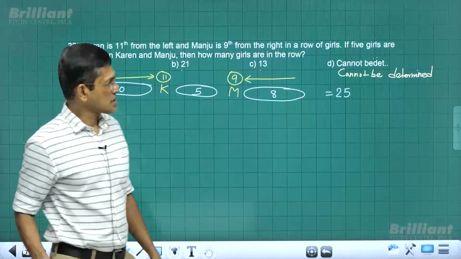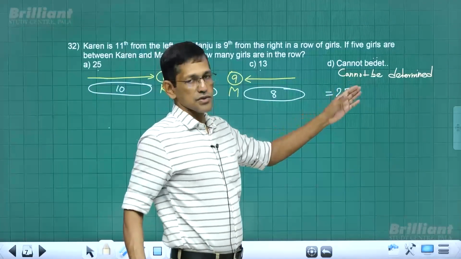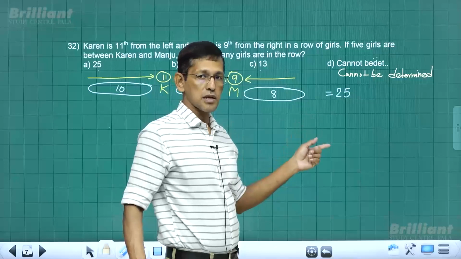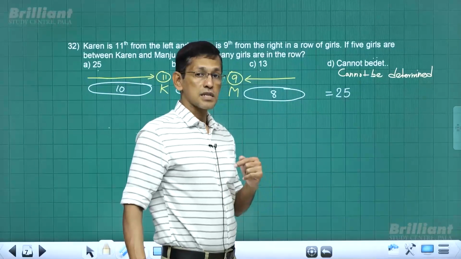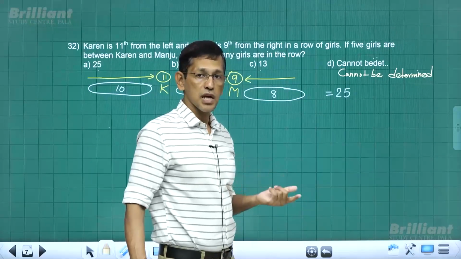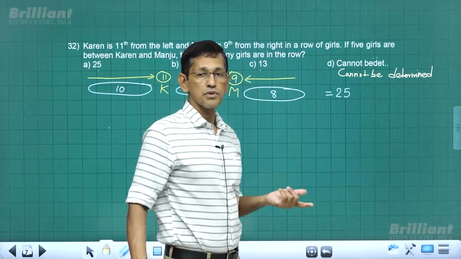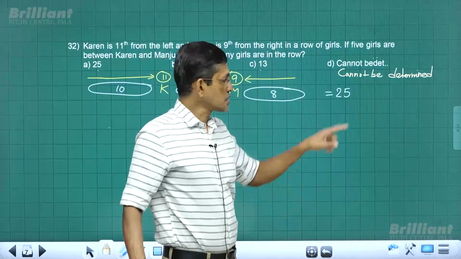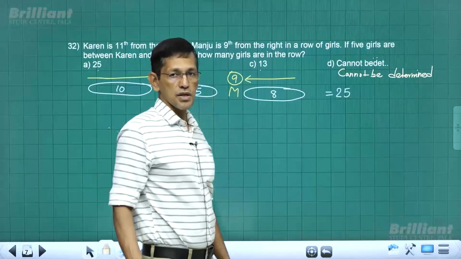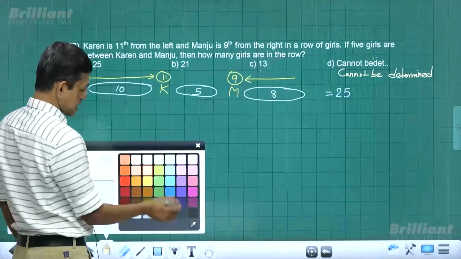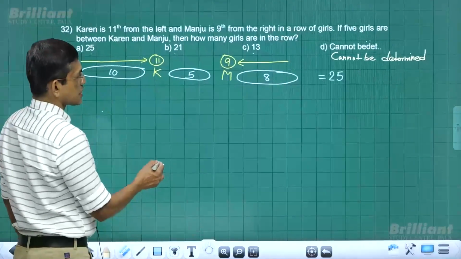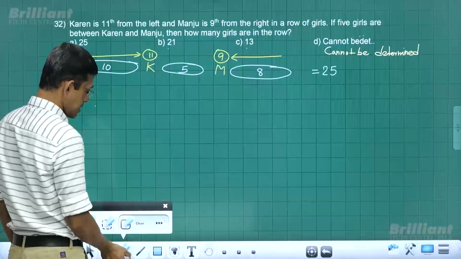Since cannot be determined is given as an answer choice, it doesn't mean that cannot be determined is always the answer. However, it is our responsibility to check whether there is a second possibility, since we have such an answer choice here. So let's check it out. Is there a second possibility? If there is, what would the possibility be?